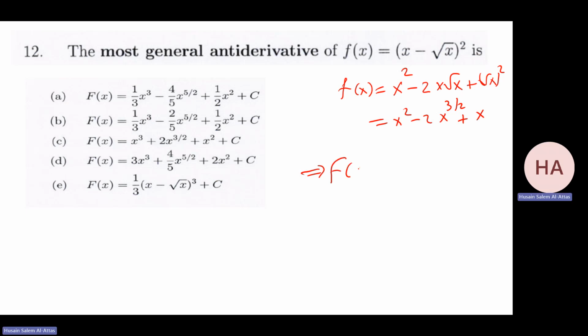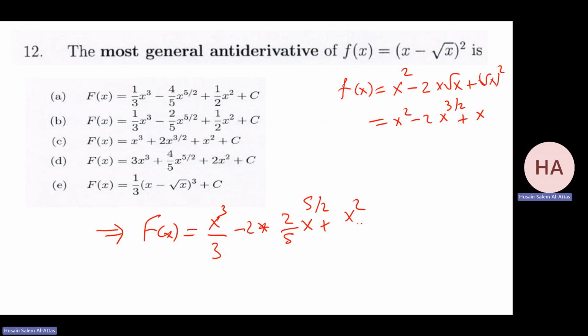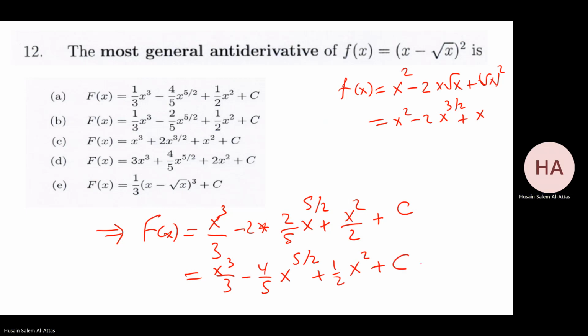So the antiderivative, capital F of x, will be x cubed over 3 minus 2 times... let me give it some space. Capital F of x will be x cubed over 3 minus 2. I add 1, 5 over 2, so multiply by 2 over 5, x to the power 5 over 2, plus x squared over 2 plus c. So that will be x cubed over 3 minus 4 over 5 x to the power 5 over 2 plus half x squared plus c, which is this one.